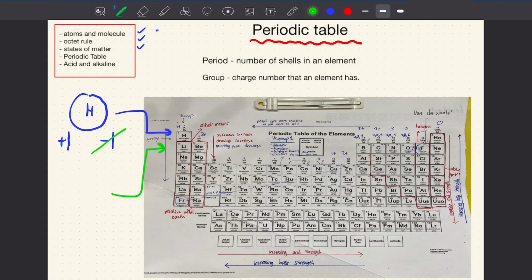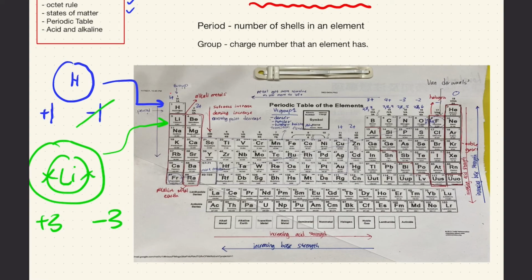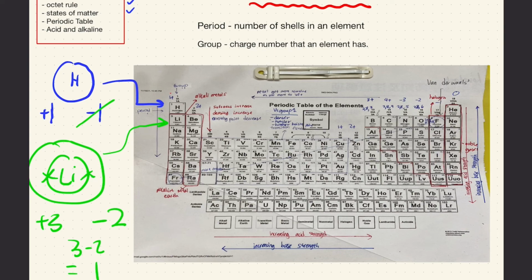And let's try lithium, Li. It has 3 electrons, 1, 2, 3. So right now lithium has 3 protons and 3 electrons. So right now lithium is neutral but not stable. In order for lithium to become stable, lithium must lose 1 valence electron. So we got -1 because we have released 1 valence electron. So 3 minus 2 equals 1.